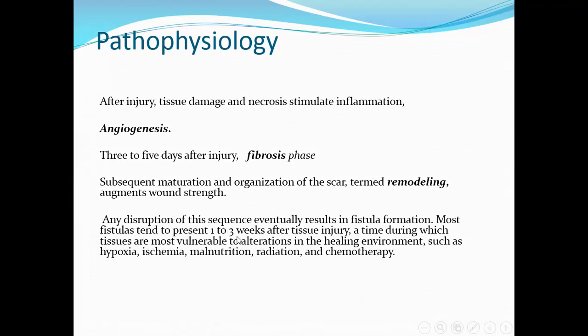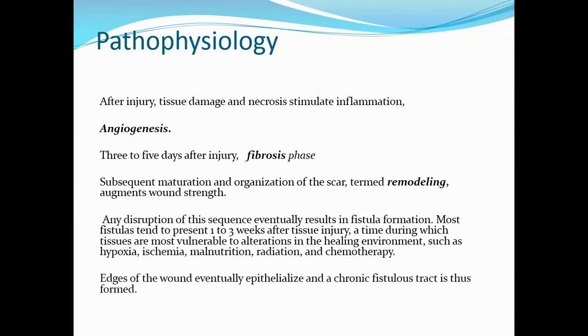So fistula tend to present 1 to 3 weeks, usually after tissue injury, a time during which the tissue is vulnerable to fistula formation. So the healing environment can be affected by, for example, hypoxia, ischemia, malnutrition, radiation, and chemotherapy. The wound eventually epithelizes and a chronic fistula tract will be formed. إذا ما صارت عندي remodeling process راح يتكون mature scar tissue and fibrosis will be formed. إذا remodeling ما صارت in normal way, there will be chronic fistula tract due to fibrosis.